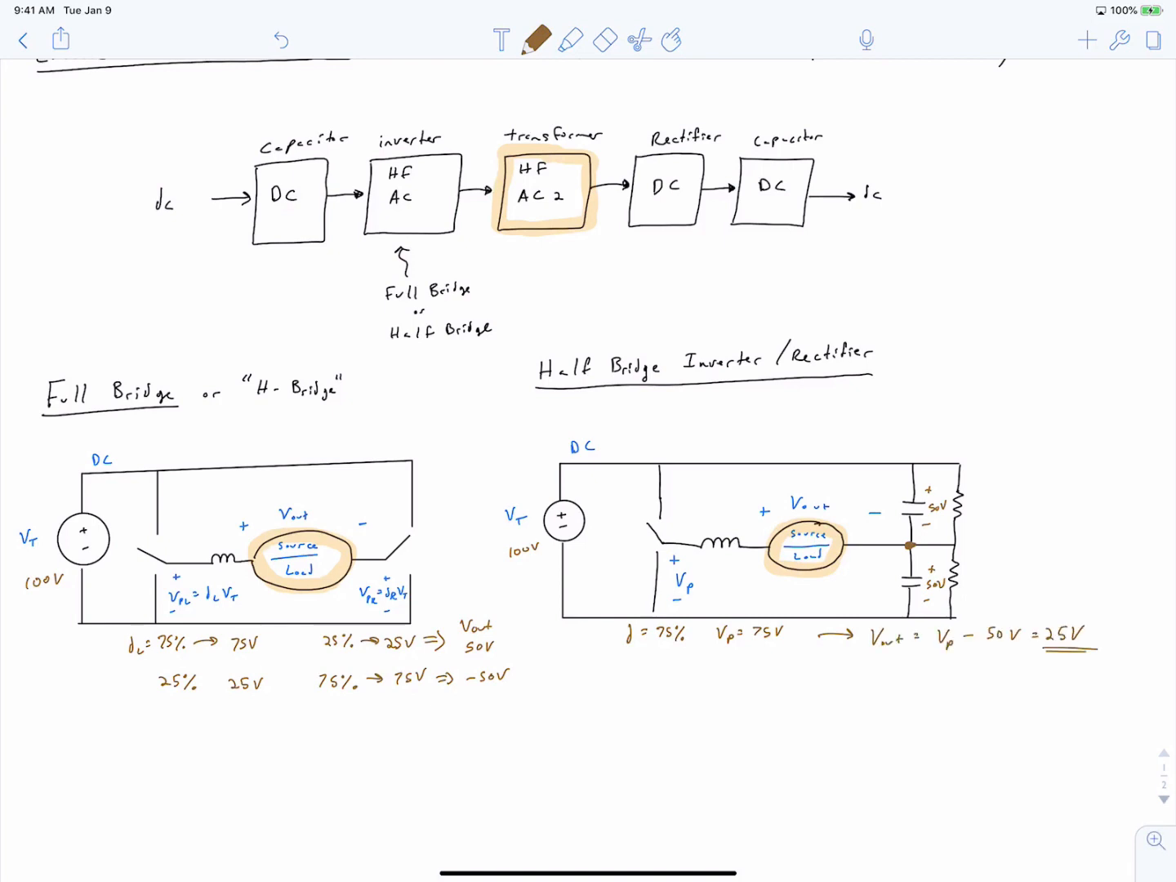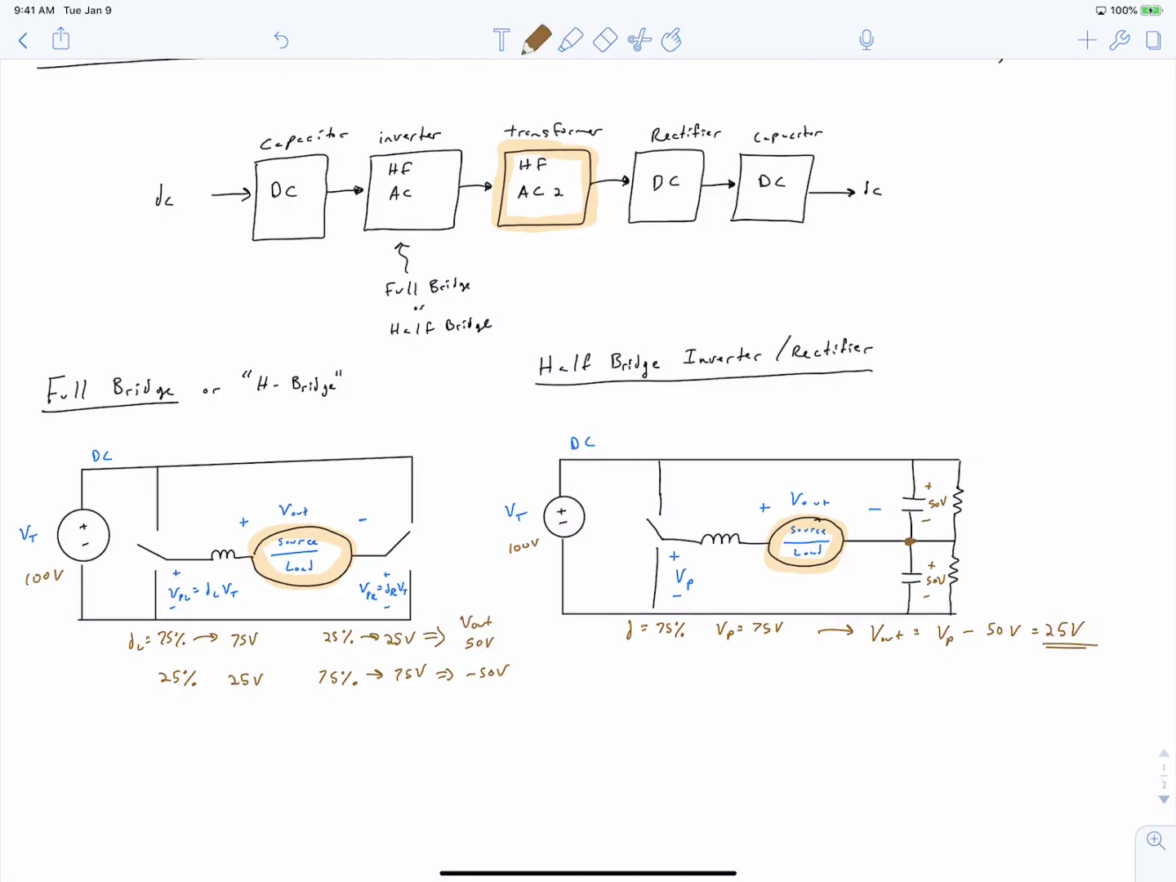So we can make our first interesting observation here, which is that for the same input voltage and the same duty ratio, we get an output voltage which is half the value of the full bridge converter. So the full bridge converter had an output voltage of 50 volts, the half bridge converter has an output voltage of 25 volts. Now if we apply a duty ratio of 25%, we get an output voltage of 25 volts minus 50 volts, which is equal to negative 25 volts.